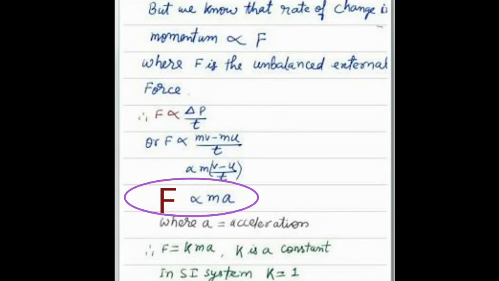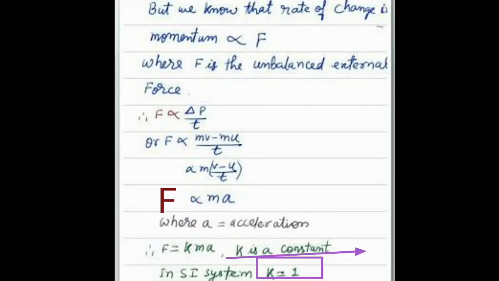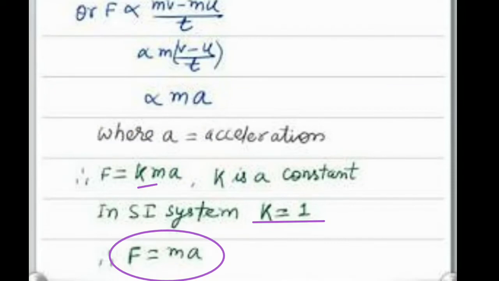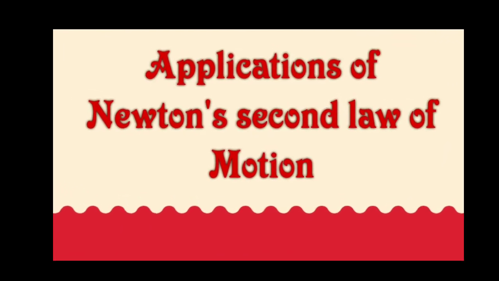So students, F is directly proportional to ma, where a is acceleration. This directly proportional sign will be replaced by equals to by multiplying a constant k, where k is a constant and its value in SI system is equal to 1. If k is equal to 1, then F = ma. We can say force is equal to mass into acceleration. Now we will study some applications of Newton's second law of motion.